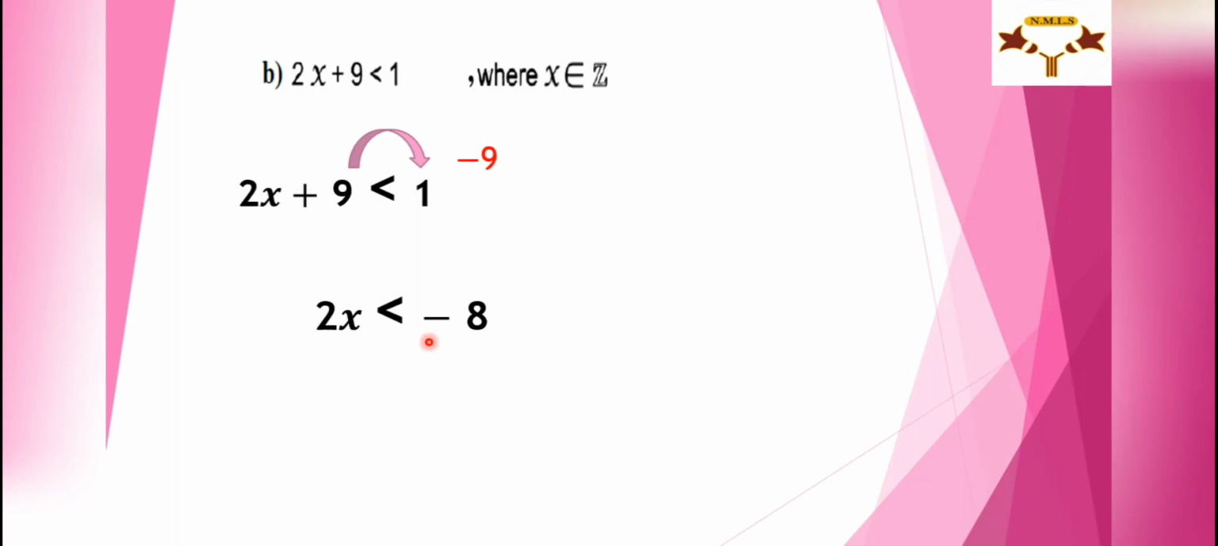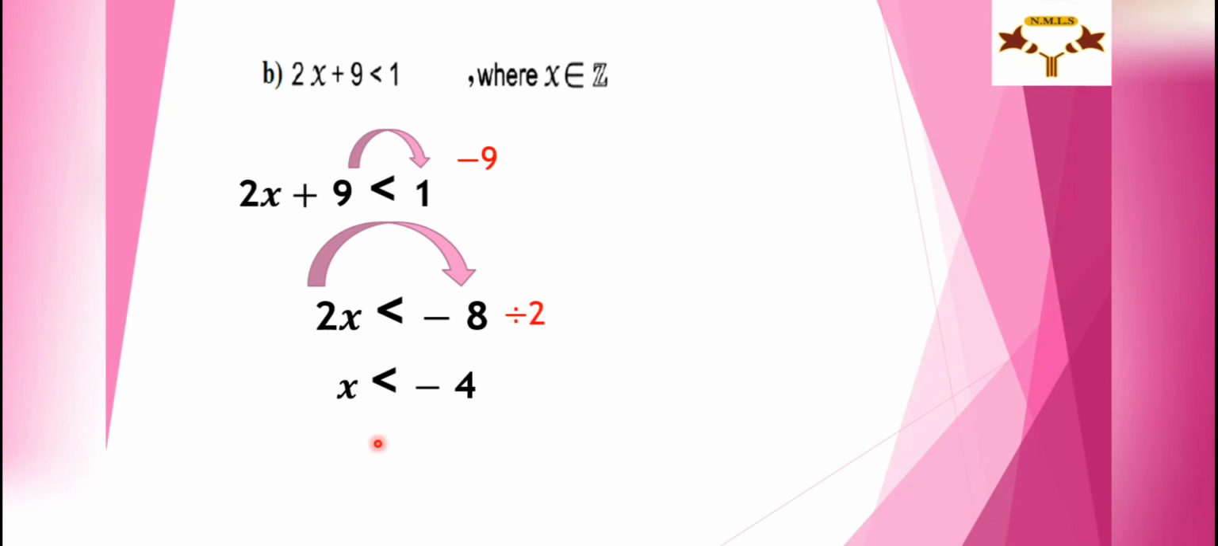So here I have 2x smaller than negative 8. The 2 will go to the other side and change its operation. The 2 here is multiplied, so it will change its operation to divide by 2. Here, x smaller than negative 4. So in this example, I used the same example, but I used another method, the easier method.